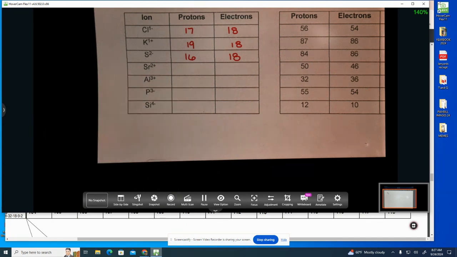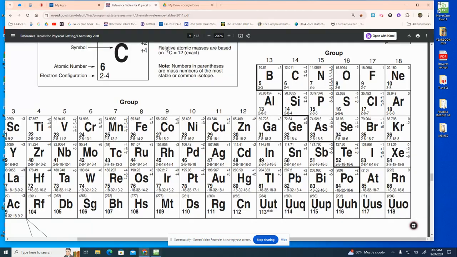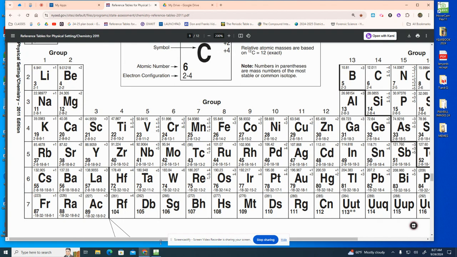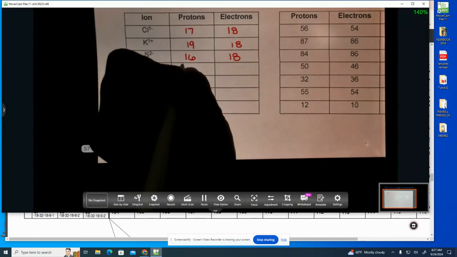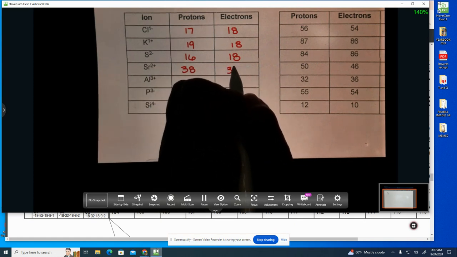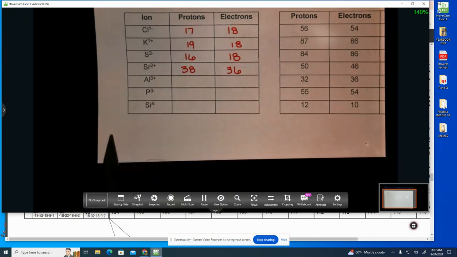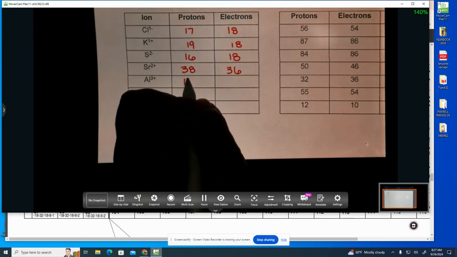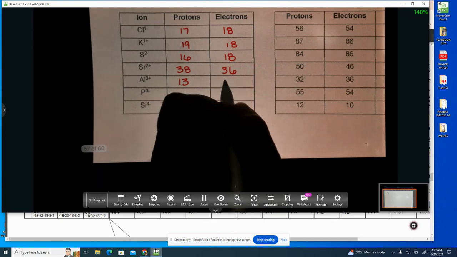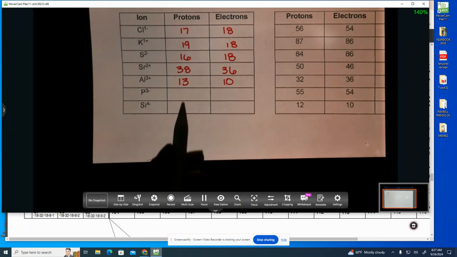Strontium. I don't know. I need a periodic table for that one. Okay. Yeah, it's over here somewhere. There it is. 38. Good. So 38 protons with a +2 charge means it's going to have 36 electrons. Aluminum is 13, but it has a +3 charge, so how many electrons does it have? 10. It's going to have more positives than negatives.